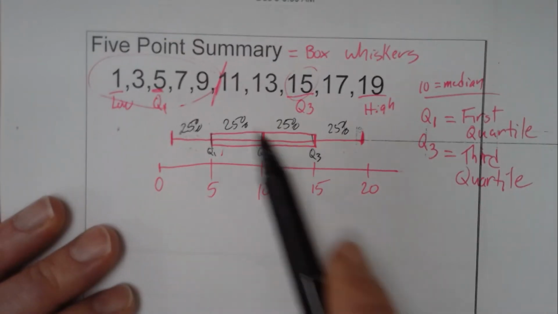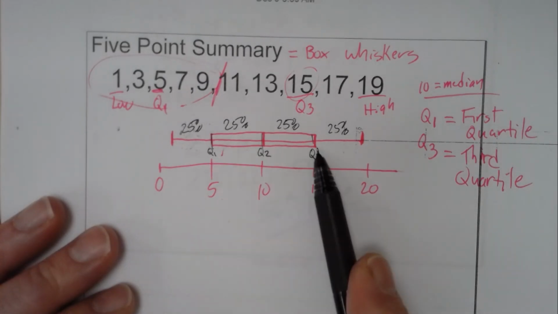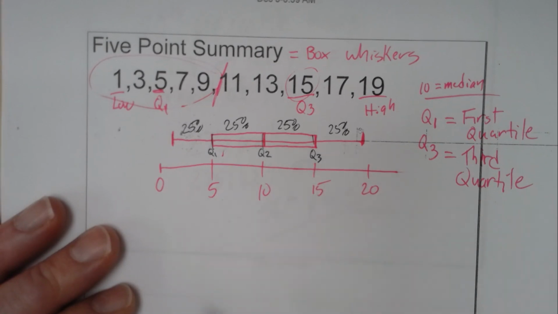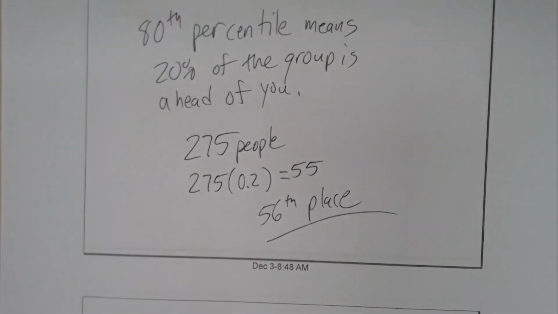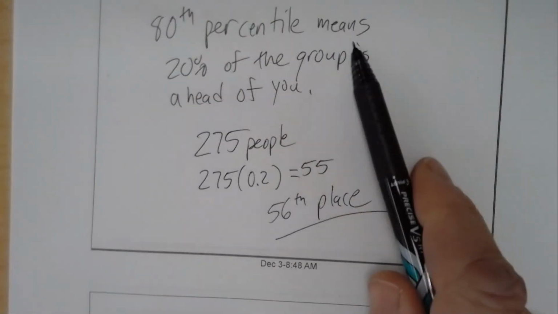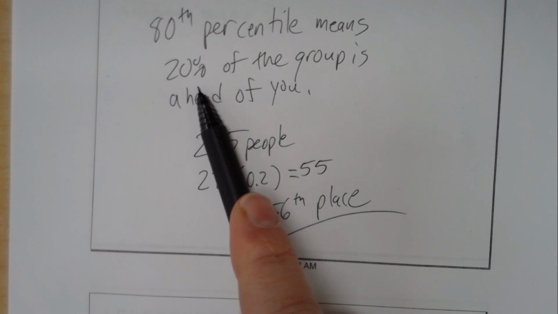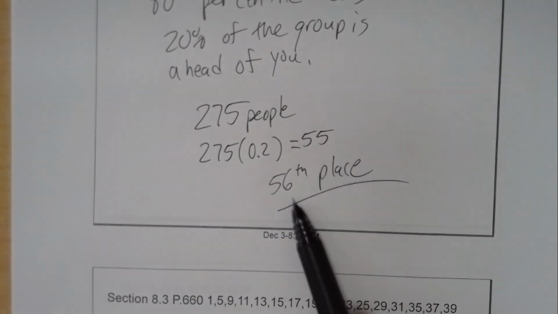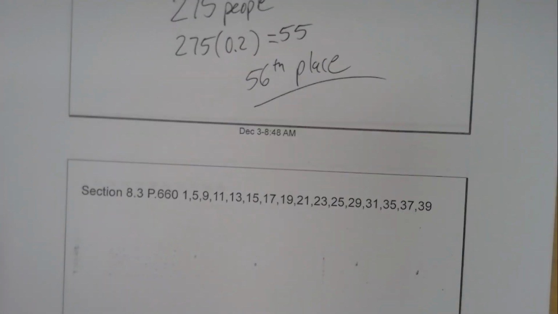The 5-number summary is the low, the high, the middle of the bottom, the middle of the top, and the middle. And then we draw a box in that middle part, and that's the middle 50% of the data. And percentile is the percent of people that are ahead of you. So if you're in the 80th percentile, that means 20% are ahead of you. So if you have 275, 55 people are ahead of you, so you're in 56th place. Ta-da! Lesson 3.